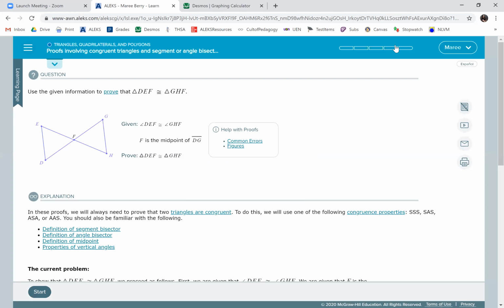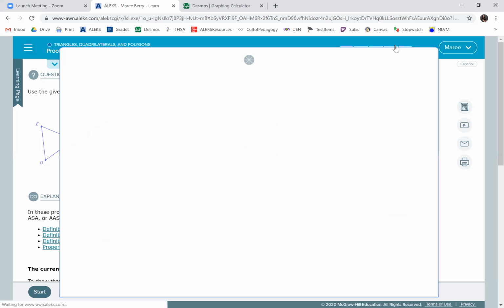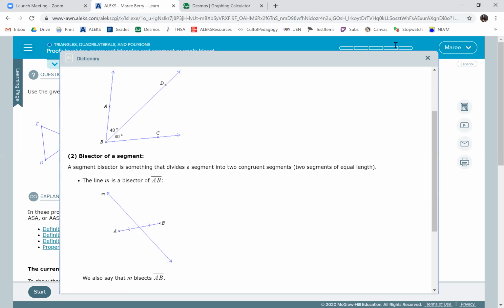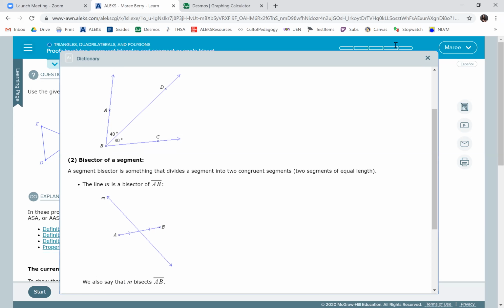We get to do more proofs on this one, and we're going to be talking about midpoints or angle bisectors, partial segments, that sort of thing. One thing you need to understand is a definition of a segment bisector. That just means that you're taking a segment and dividing it exactly in half. So for example, this line M is a segment bisector of segment AB.